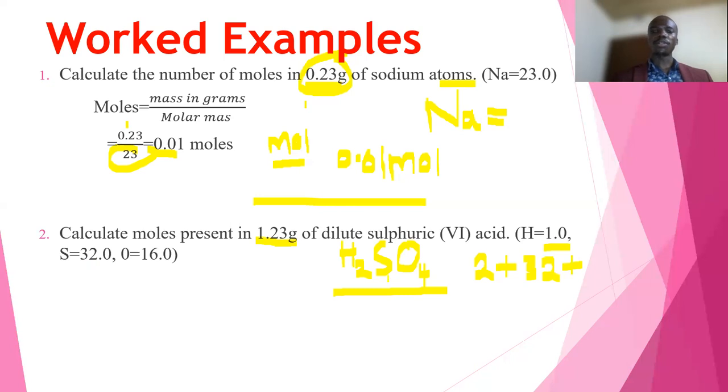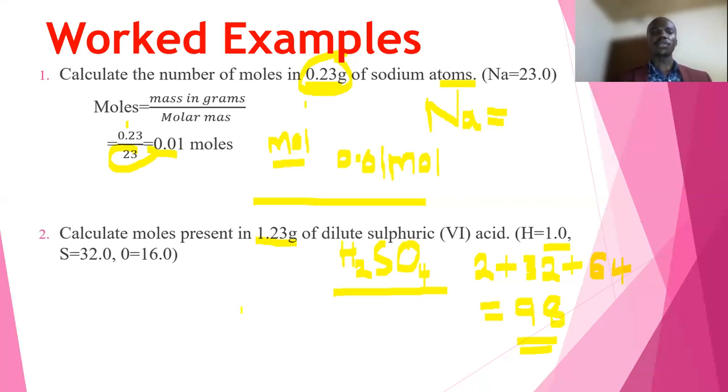Then we'll also have oxygen here. There are 4. So 4 times this, 4 times 16 is 64. So if you add all this, it will give you 98. So we have the molar mass of sulfuric acid to be 98.